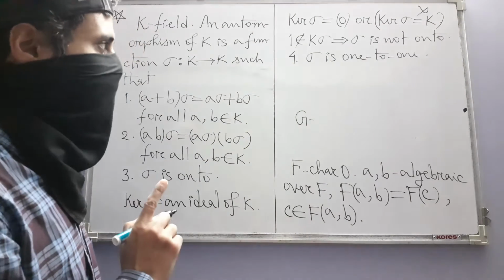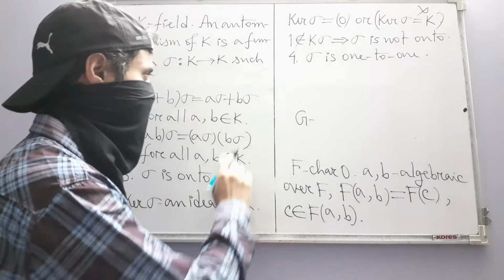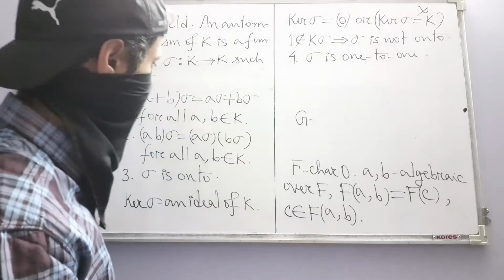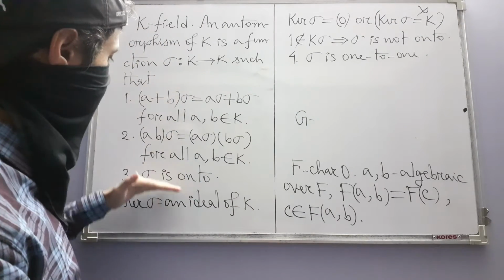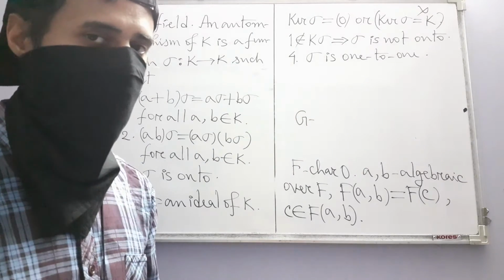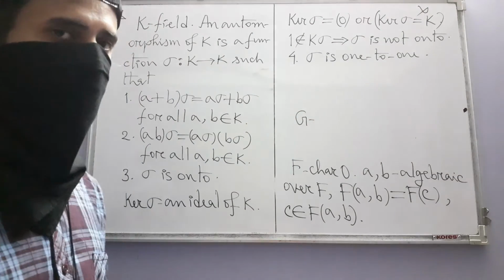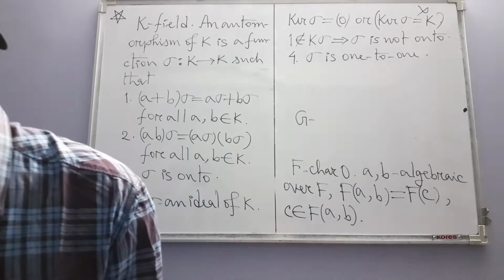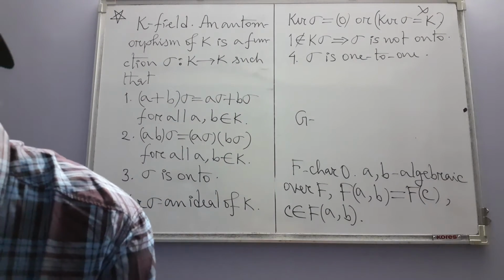And this also tells us that in order to prove that such a function is an automorphism, it's enough to prove only these three things. One-to-oneness is a necessary consequence.